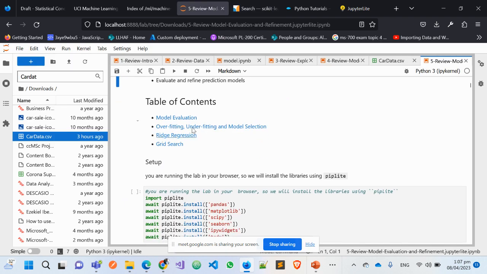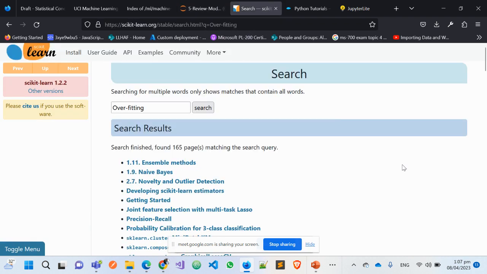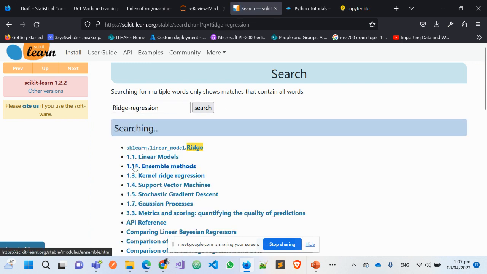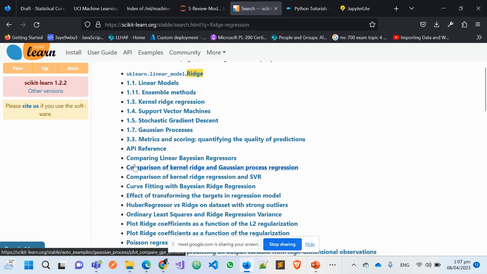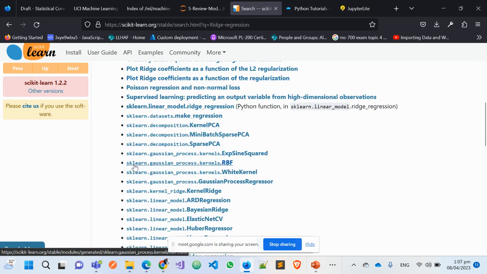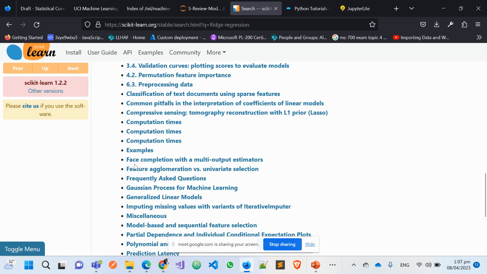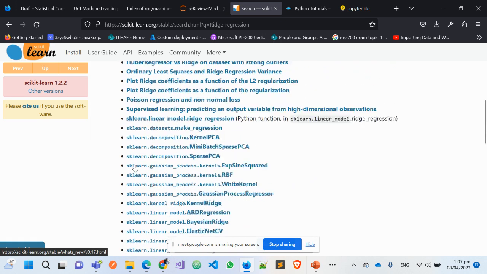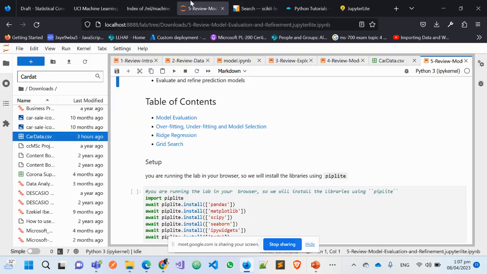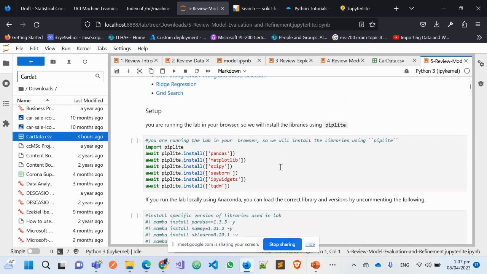And then for other ones like ridge regression, you can also get it within scikit-learn. When you type ridge regression into the search box, that will also give you similar results on ridge regression. So you get to find out what you need from the documentation, and then you're able to find the response that you may need. All right, let's move on.